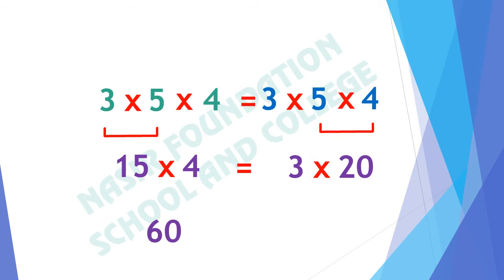Now we will multiply 15 and 4. That comes 60. 15 into 4 we get 60. On the right hand side we will multiply 3 with 20. 3 into 20 we get 60. If we see, we get 60 in both the cases. It means multiplication is associative.